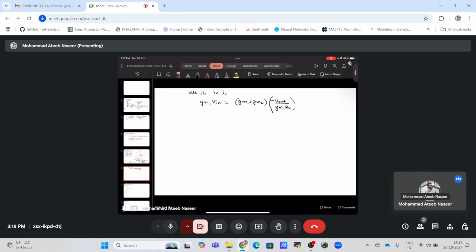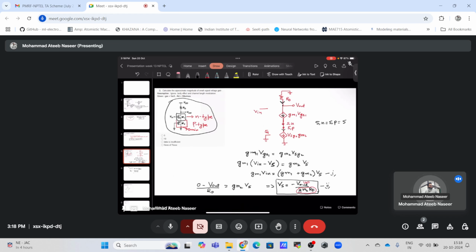Okay, so v out by v in is simply minus gm1 gm2 rd divided by gm1 plus gm2. Okay, so the magnitude will simply be, so let's calculate these values first.